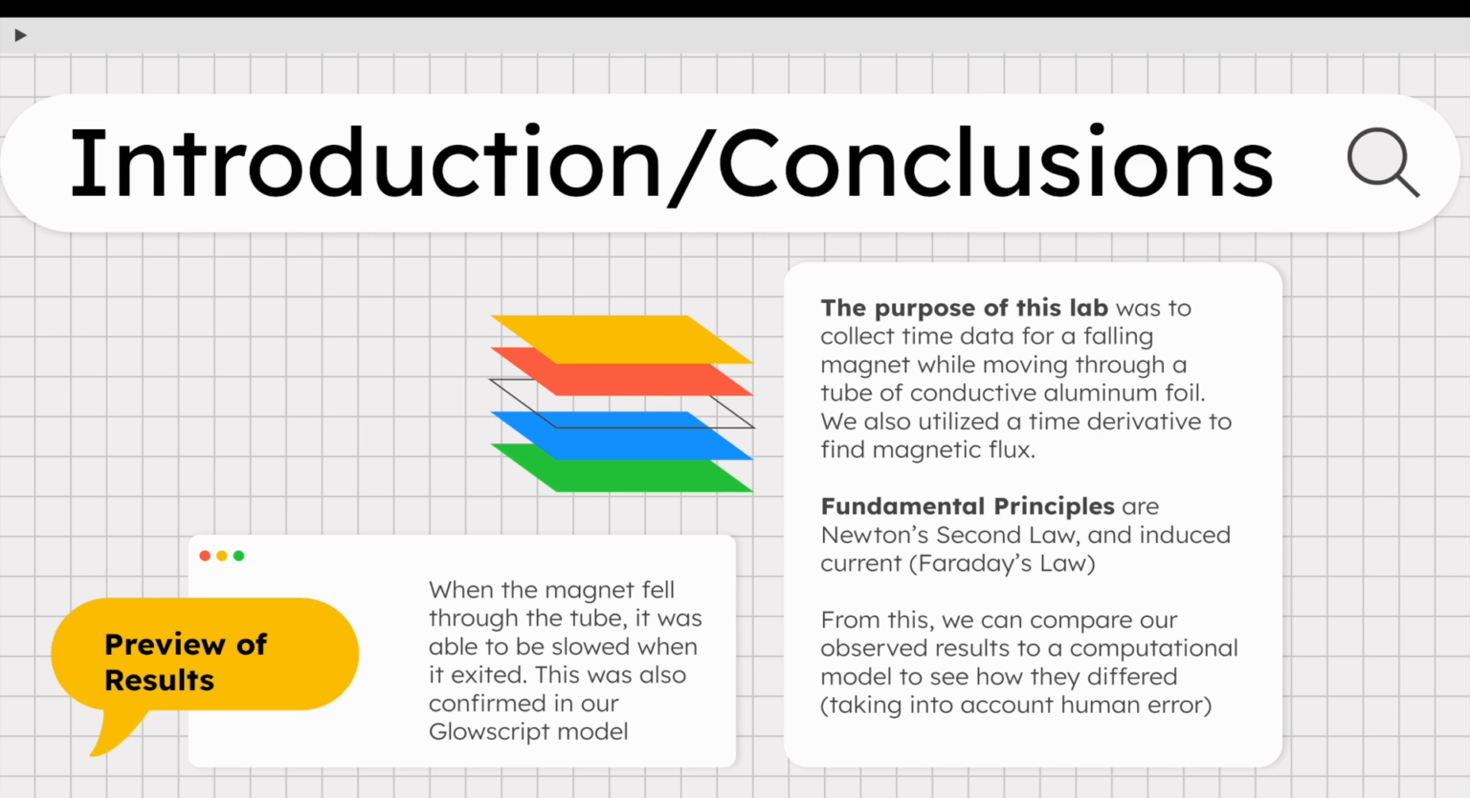Also, we have to realize that induced current is a thing. So this ties in Faraday's law and also Lorentz's formulas as well. From this, we can compare our observed results to a computational model to see how they differed, taking into account any potential human error. Just to go back to those previews of the results, the magnet falls through the tube, and therefore it was able to be slowed when it exited, and this was also confirmed in the GlowScript model.